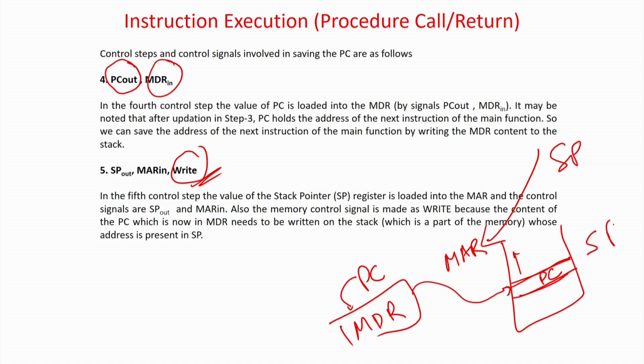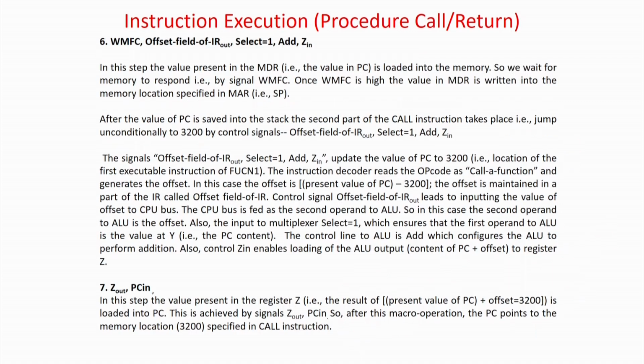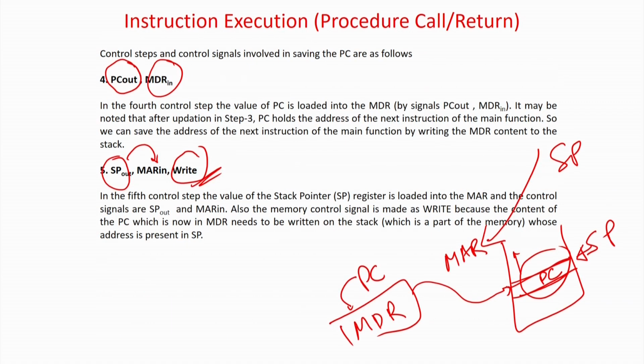So, actually the stack pointer knows this position. The stack pointer value will be loaded to the memory address register. Once it is done, the value of the program counter will be saved. Basically, this stage, SP out, memory data register in, address register in, means the stack pointer value will be saved to the memory address register, and there we will be saving the value of the program counter, as simple as that.